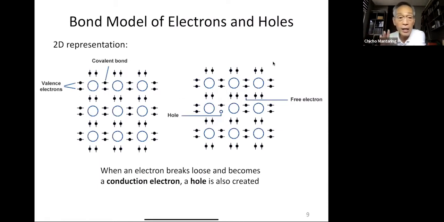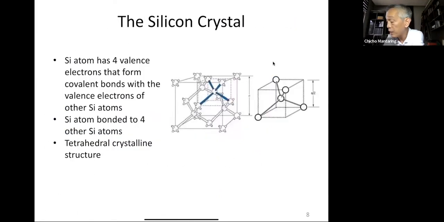You can take a look at this, or you can have a 3D representation of this. So this is the 2D. This is the 3D structure of the silicon crystal.